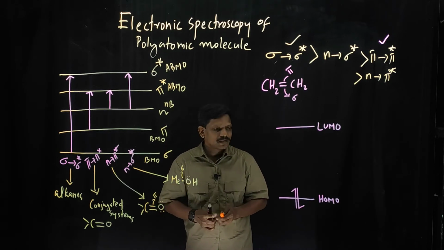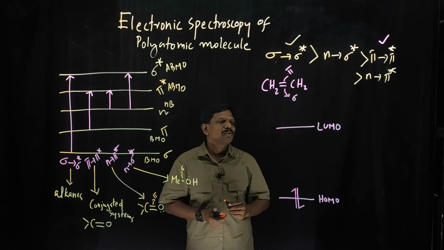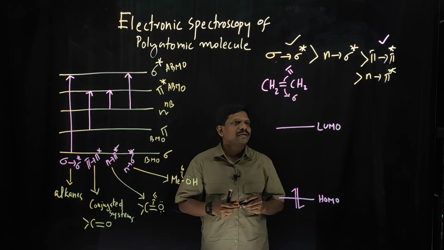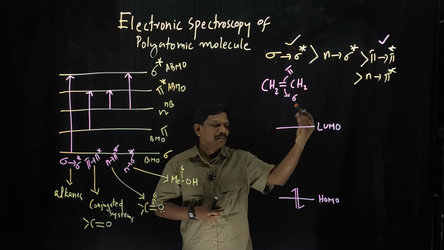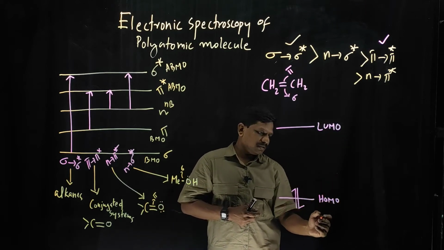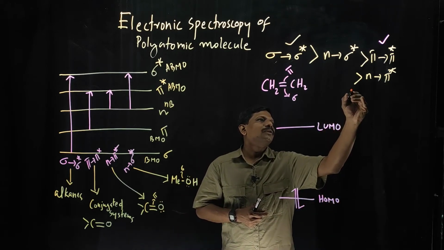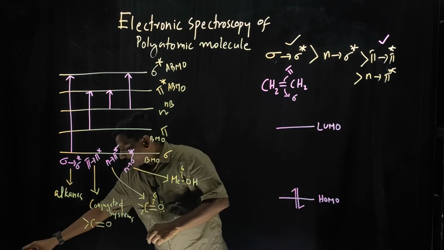What happens here? The electronic transition will happen from HOMO to LUMO. Okay, so when we consider the next conjugated double bonded system, I'm just considering the case of butadiene. That's the next one, butadiene.